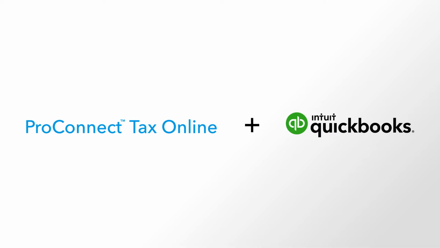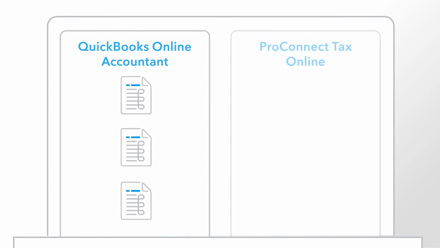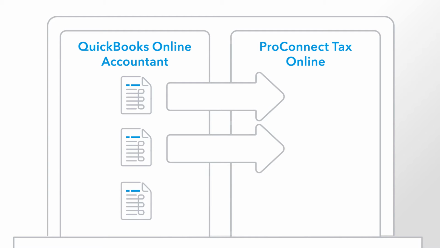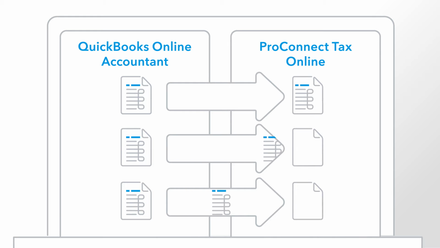We have an exciting updated feature that is part of the streamlined integration between QuickBooks Online Accountant and ProConnect Tax Online. What was formerly known as trial balance is now called Prep for Taxes. But don't be fooled, this is so much more than just a name change. It is a major redesign of the feature functionality that helps you map accounts from QuickBooks Online Accountant to ProConnect Tax Online in a simplified and intuitive manner.